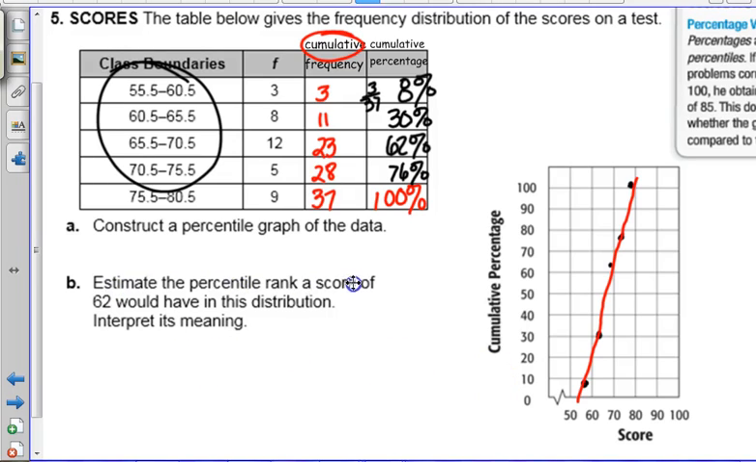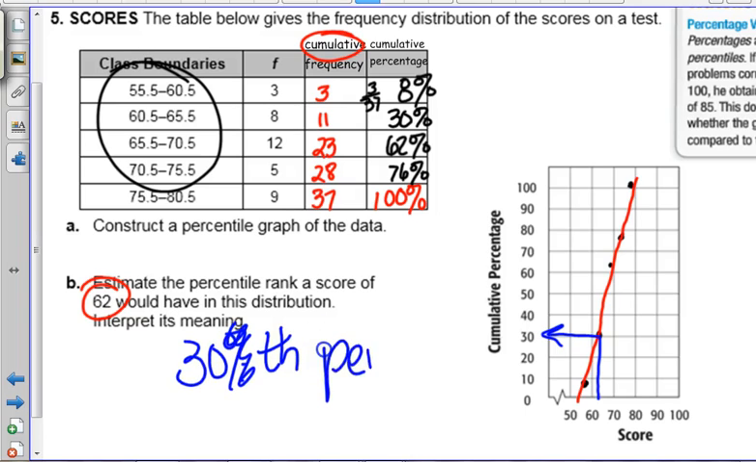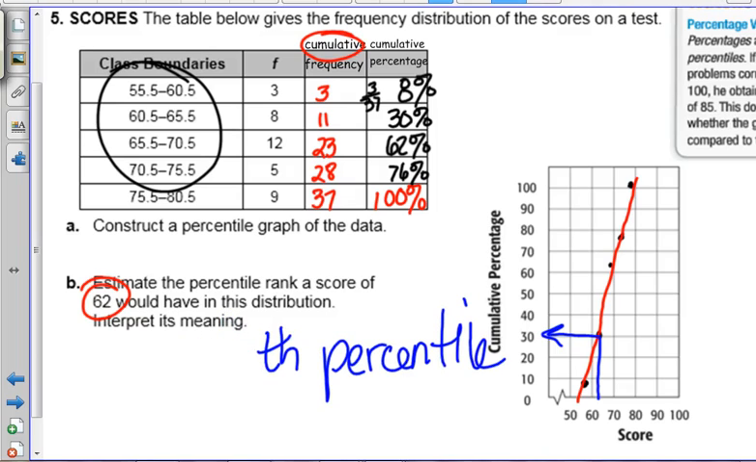Estimate the percentile rank of a score of 62. So according to this graph, if I went to a score of 62, I'd be somewhere around the 30th percentile. I'm going to write that differently. 30th percentile. Interpret its meaning. Well, what does that mean? 30% of people did worse and 70% did better. Okay?